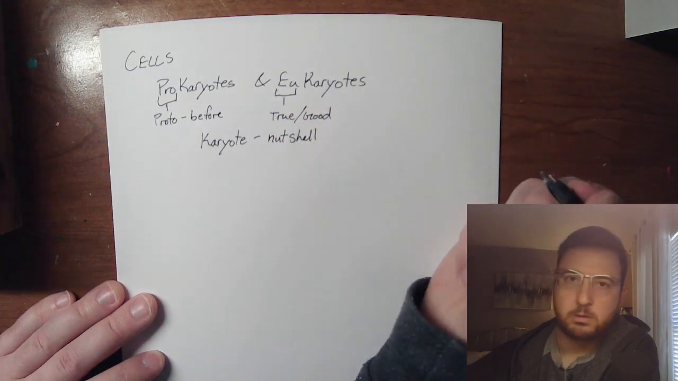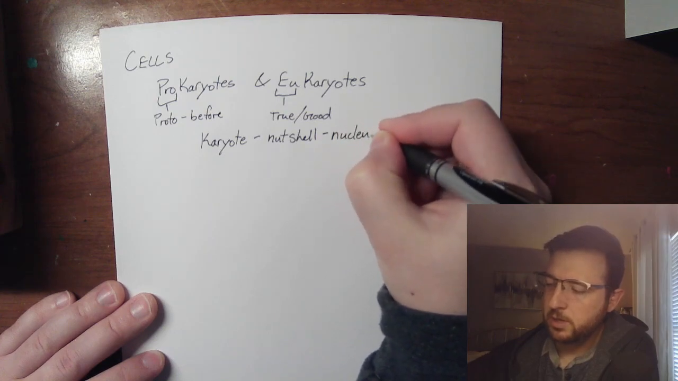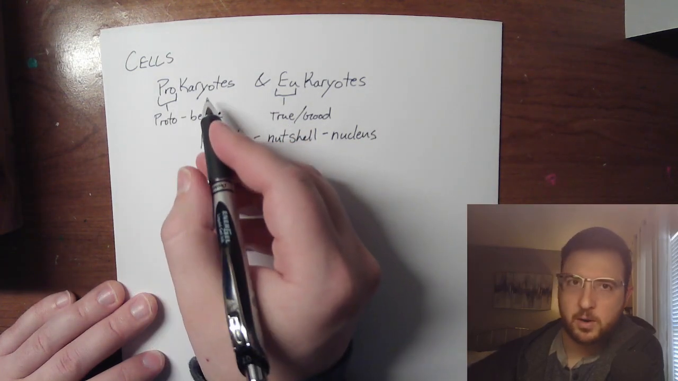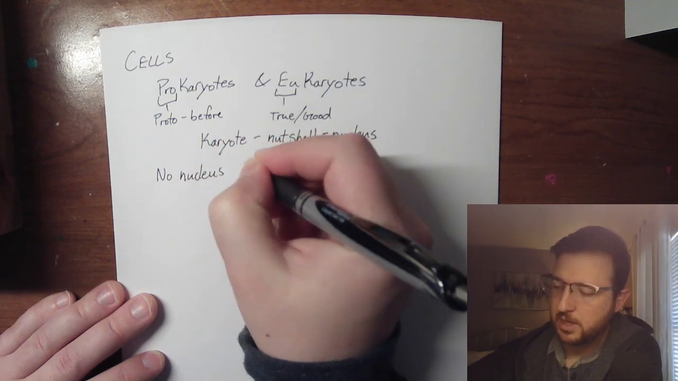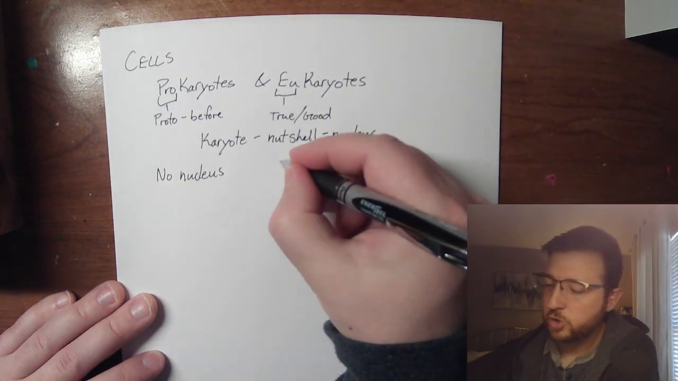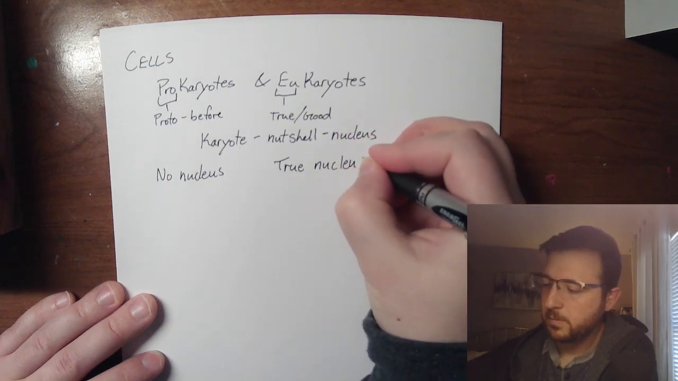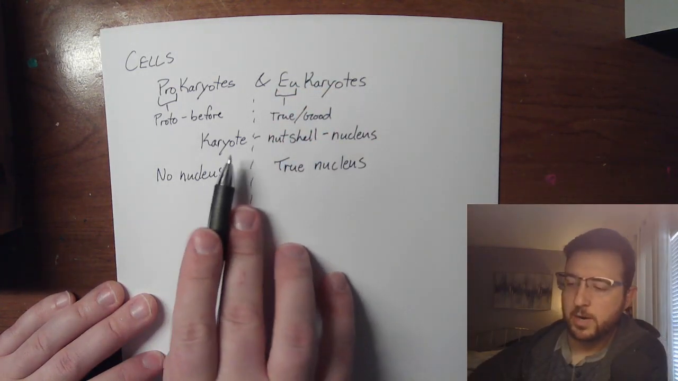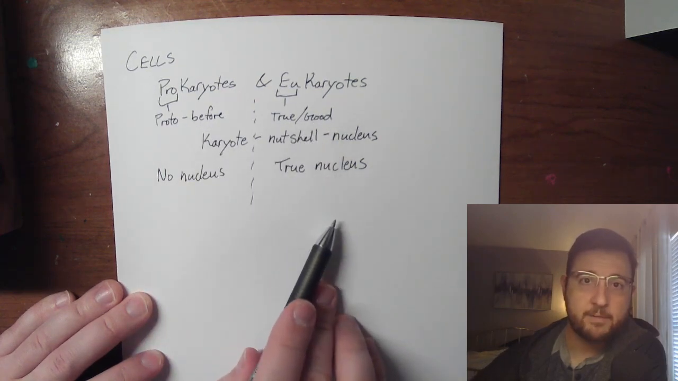nutshell, which is referring to the nucleus. Okay? So what this means here is that prokaryotes have no nucleus. They came before the nucleus. And eukaryotes have a true nucleus. So we can just kind of break these two groups down. All right, so prokaryotes came before the nucleus, and eukaryotes have a nucleus.